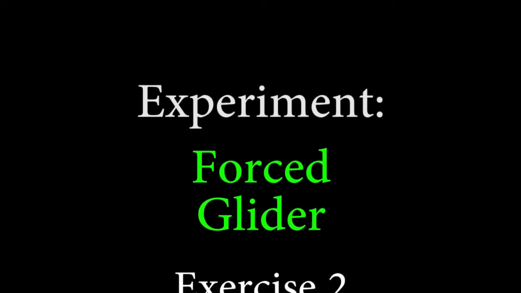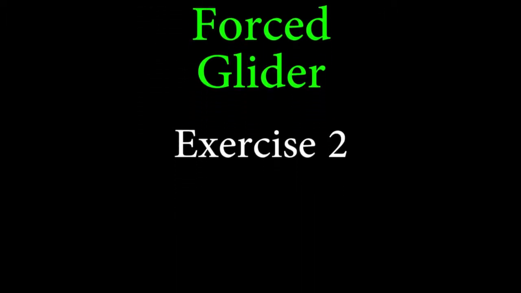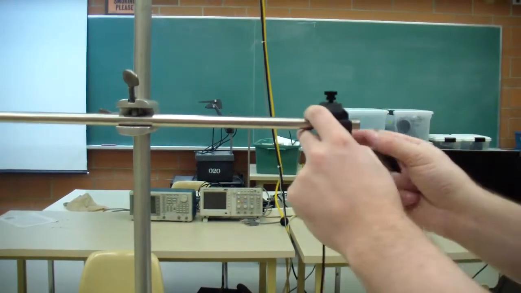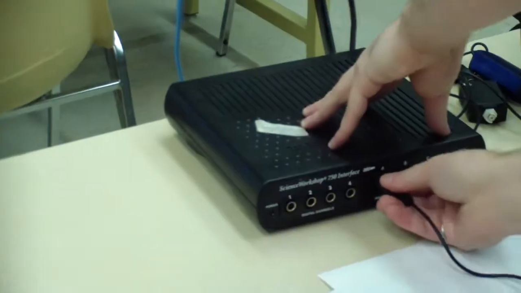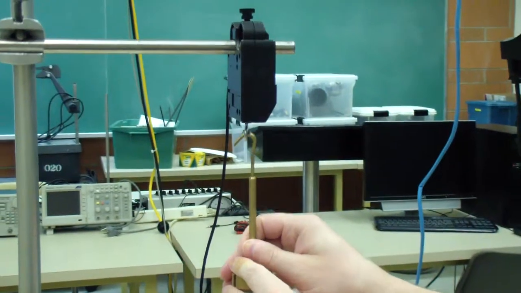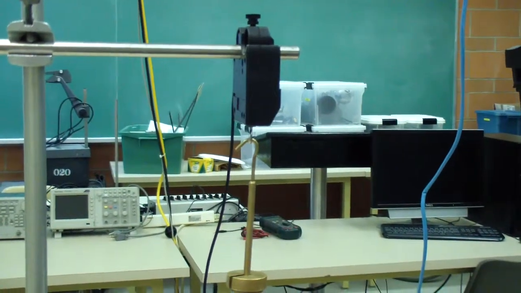In exercise 2, we'll be using Hooke's law and a force sensor and motion sensor to determine the spring constant K. Hang the force sensor from a stand and attach it to the analog port on your data acquisition interface. Hang a known mass from the sensor.